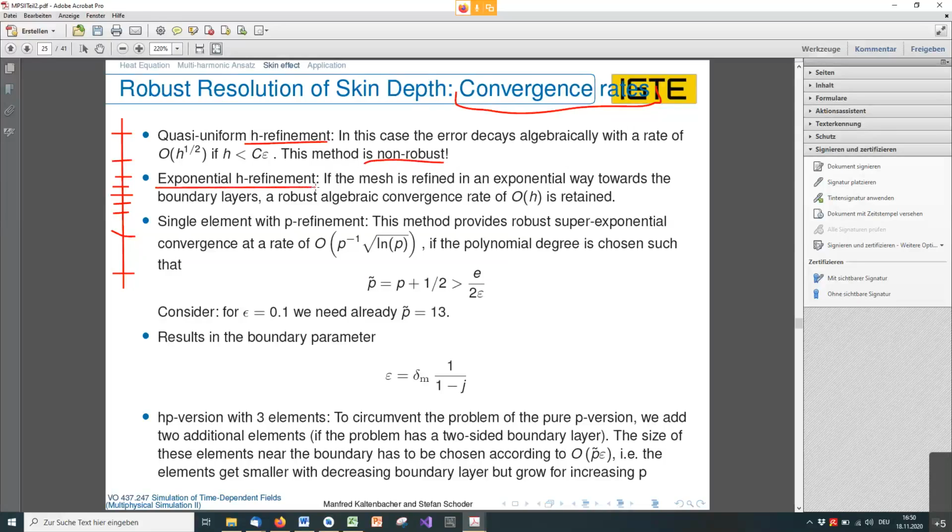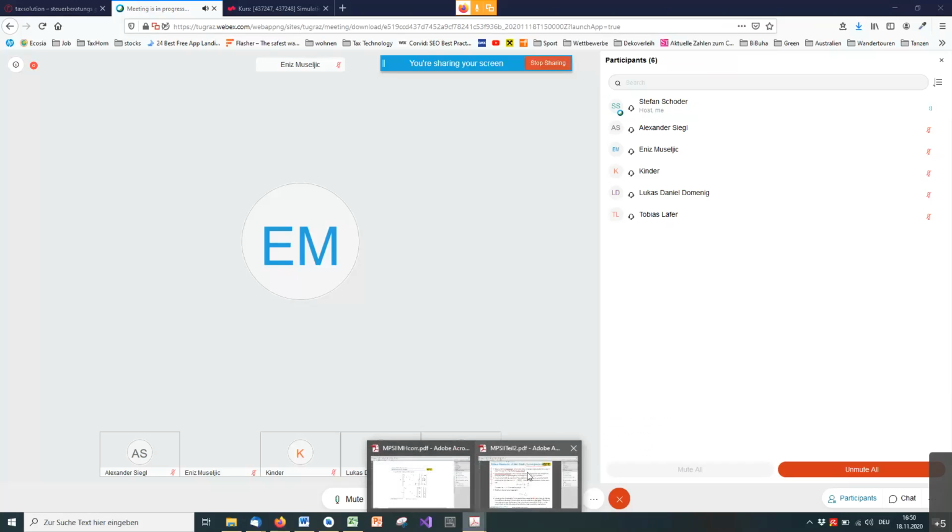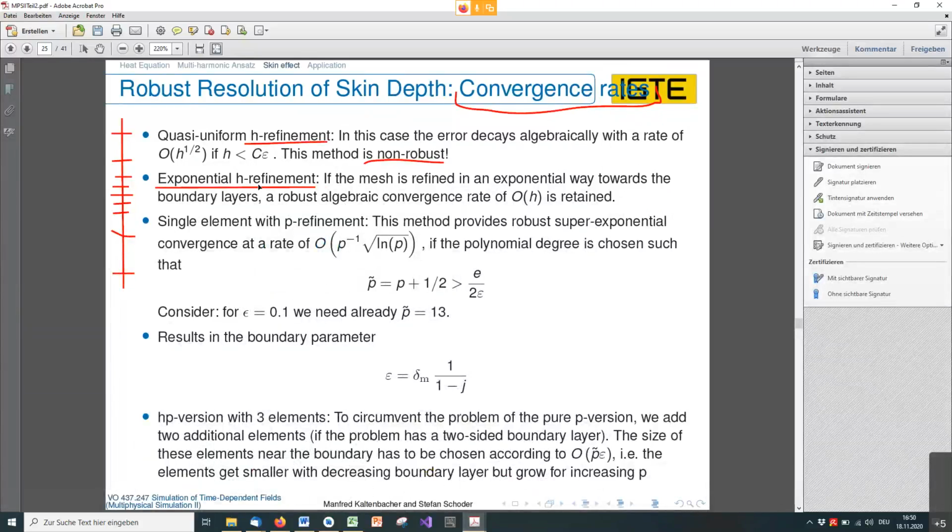So probably we take the next one. Do you have any idea what an exponential H refinement is? Exponential refinement. Okay, difficult. Again, it will not be done in the linear way, but in an exponential way. But what it means really, I don't know.